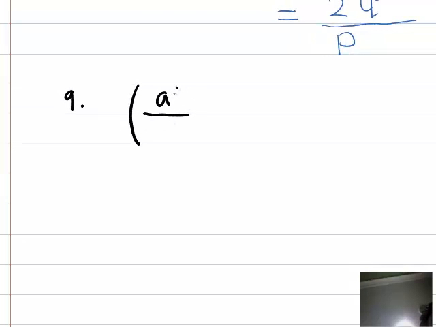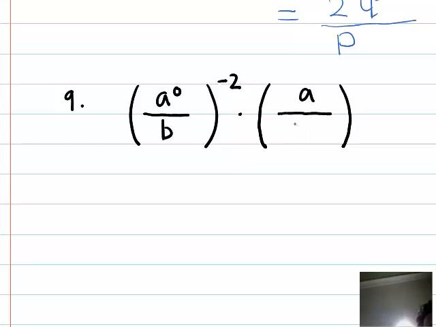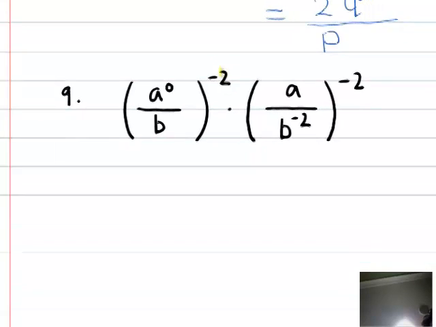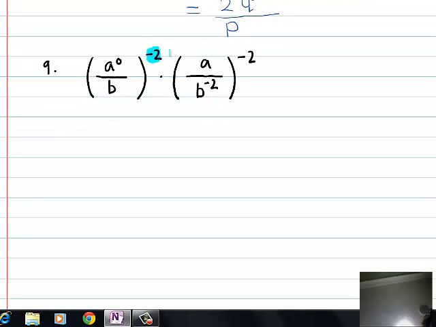Okay, a to the 0, b, all being raised to negative 2 times, and sometimes they don't even put a dot, so be careful. I put a dot now because I want you to see specifically that I'm referring to multiplication, but I don't have to, and it also refers to multiplication. Alright, so there you go. First thing I do, I go ahead and I highlight the negative exponent. Okay, highlight this negative exponent.